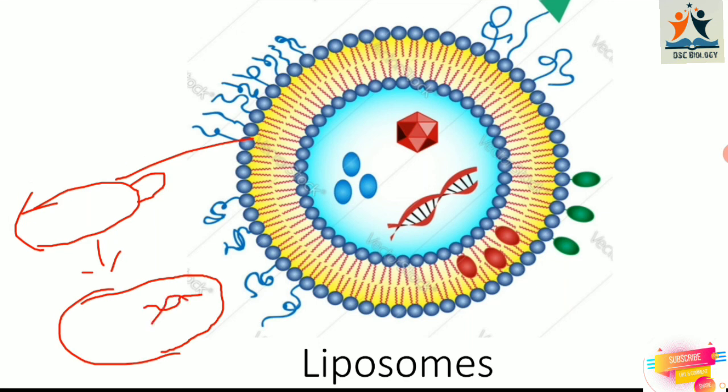So this is all about the two steps of rDNA technology. Number one is the selection and isolation of the desired gene, and number two is the selection of the vector.